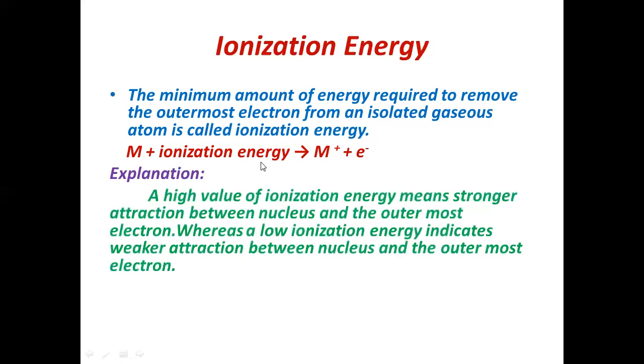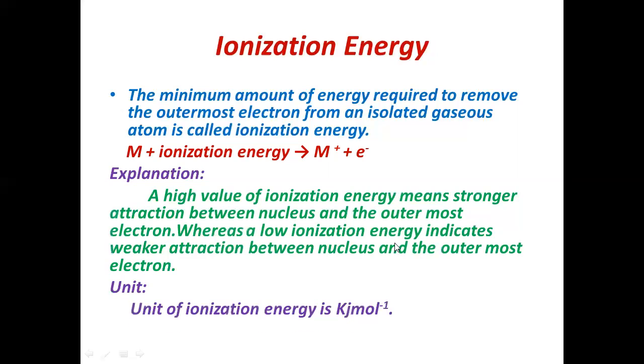Explanation: the ionization energy value is high. A very high value of ionization energy means that there are very strong attractive forces between the nucleus and the outermost electron. But a very low ionization energy definitely indicates weak attraction between the nucleus and the outermost electron. Stronger attraction means it will be difficult to remove an electron from the outermost shell of the isolated gaseous atom. The reason is that those electrons are strongly pulled by the nucleus.